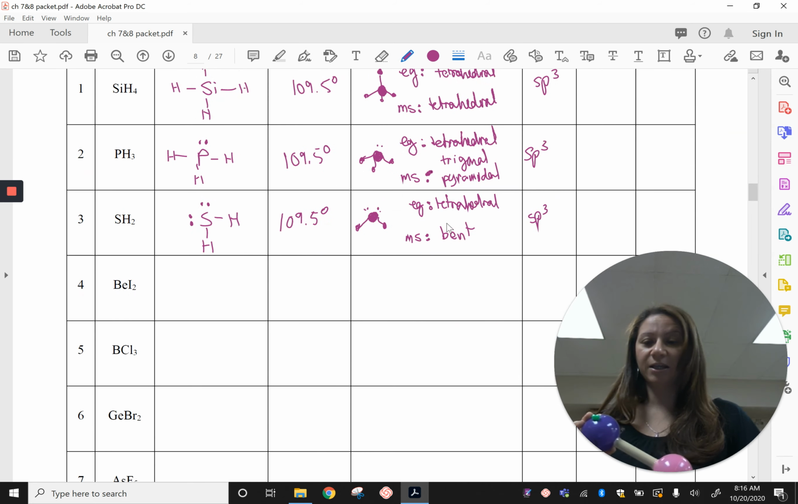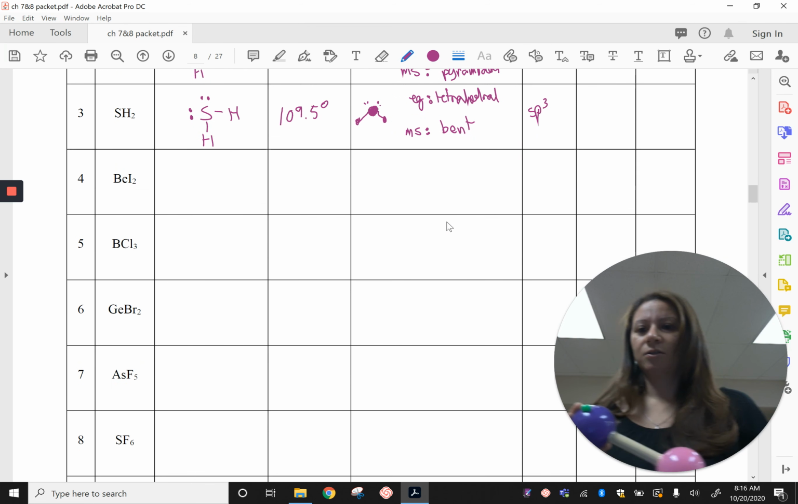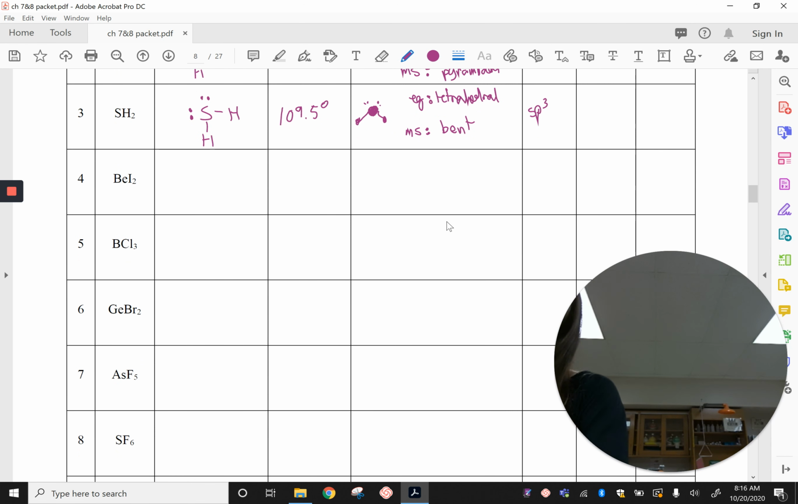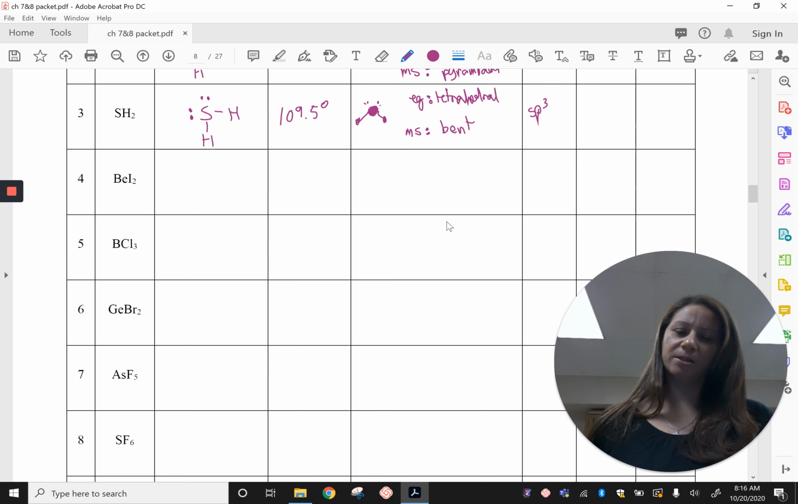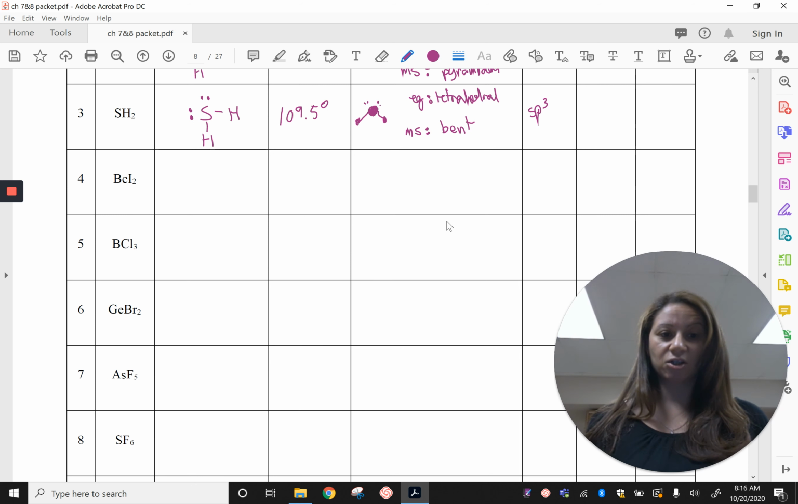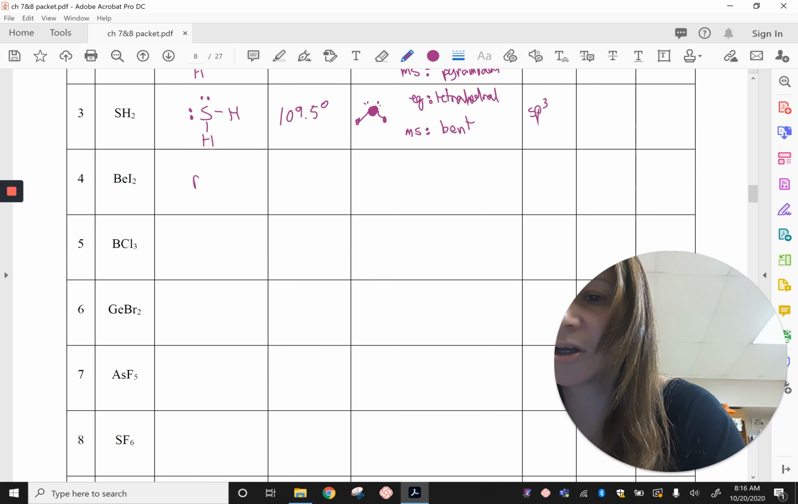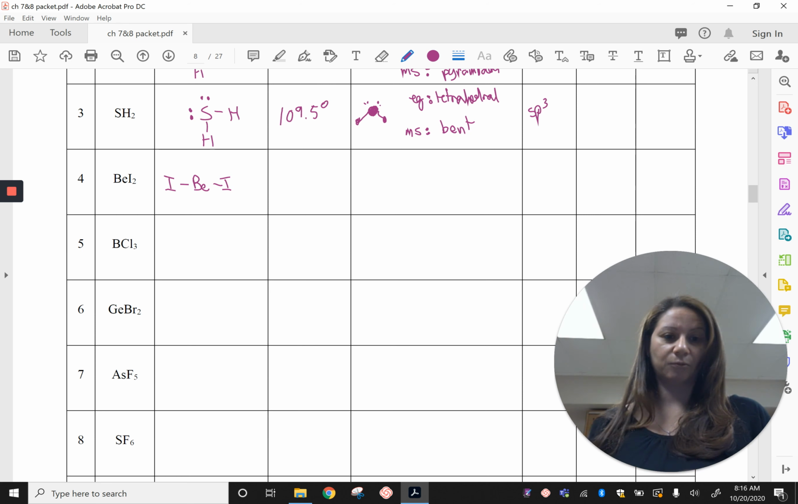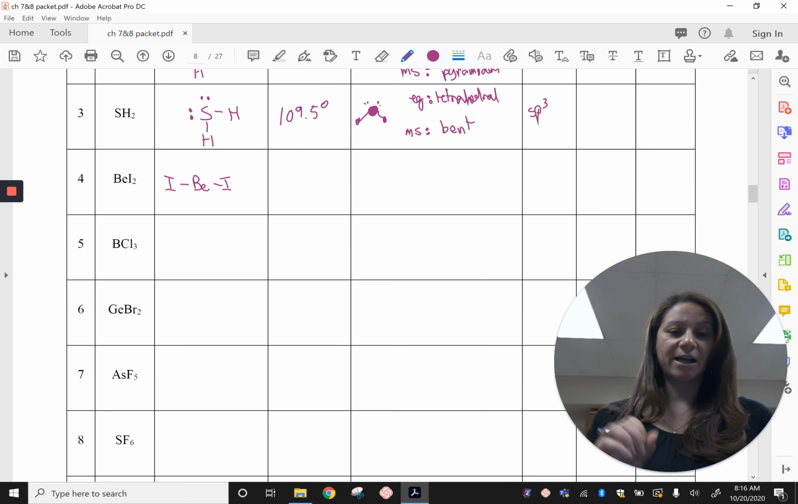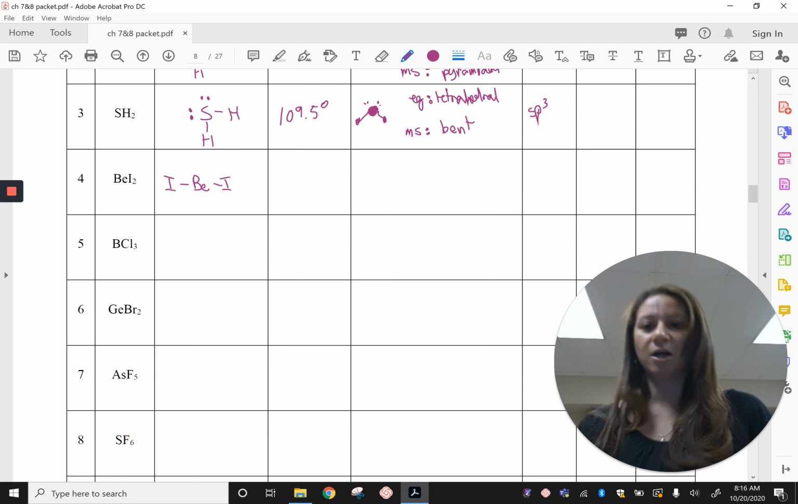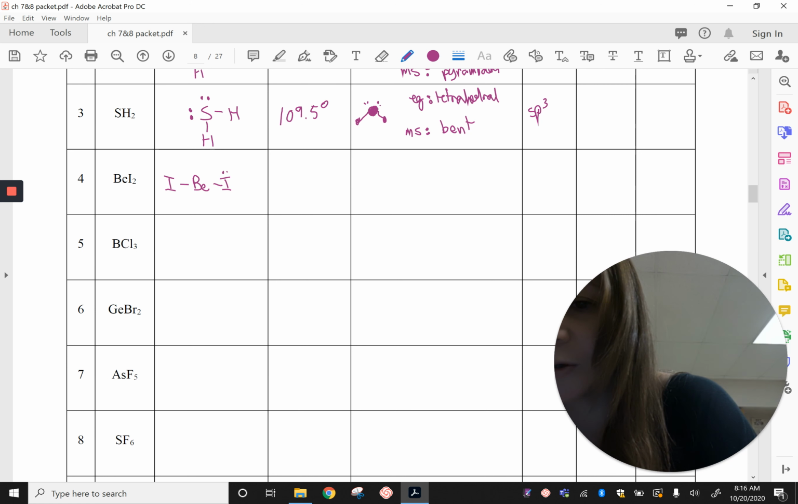Okay, BeI2. So let's look at BeI2. Beryllium has only 2 valence electrons, and it has to bond to 2 iodines. So it has to bond to this iodine and this iodine. We've used up all the valence electrons from the beryllium. Each iodine has 7. 1 of them is in the bond, and then you have 6 more in lone pairs. So it looks like this.